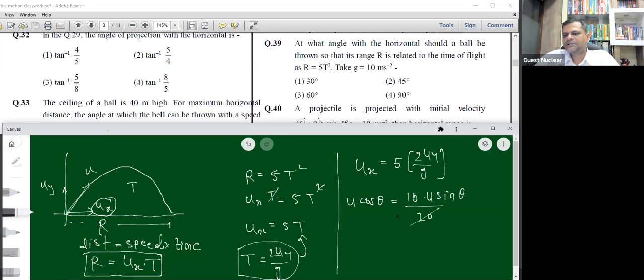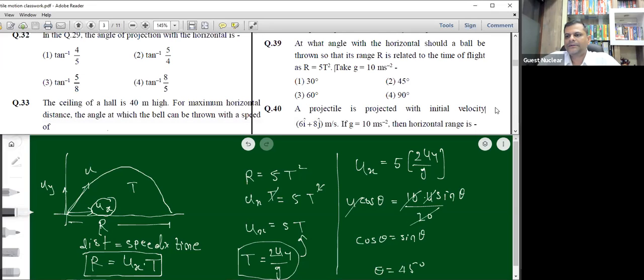So that 10 gets cancelled, u also gets cancelled from both sides, and we are left with cos theta is equal to sin theta, which happens only when theta is equal to 45, because cos 45 is 1 by root 2 and sin 45 is also 1 by root 2. So we can get the theta value as 45 degree, because cos theta and sin theta are equal. Okay, that means theta is going to be 45 degree here.